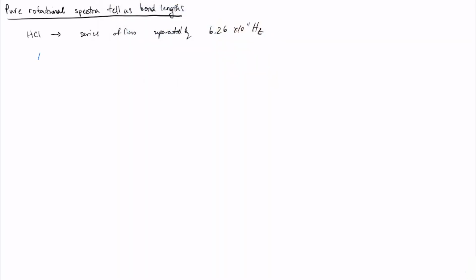Okay, so previously what we showed is that the energy spacing between two consecutive levels, delta E of j, is equal to 2b times j plus 1. So that means if we're witnessing a series of lines separated by 6.26 times 10 to the 11 hertz, then this number here should be equal to 2b. Here we're just using the fact that hertz is equal to 1 over seconds.